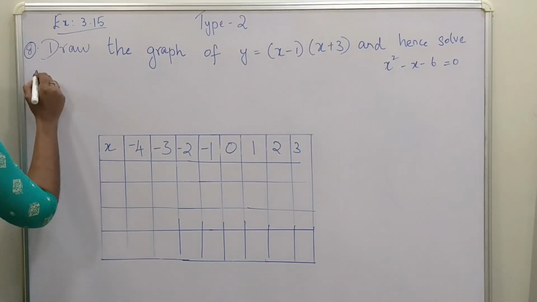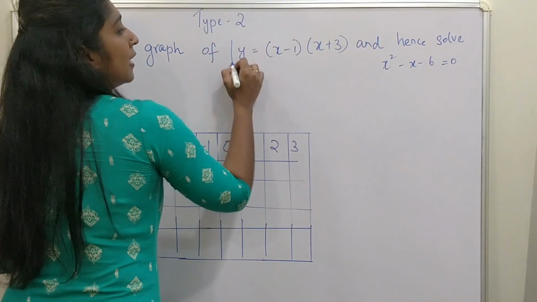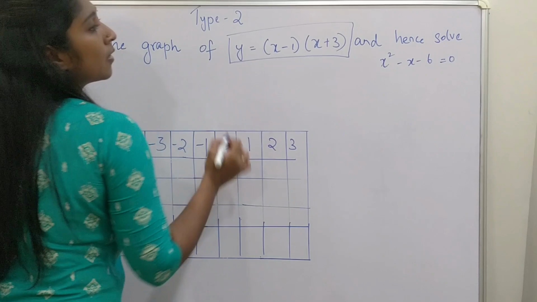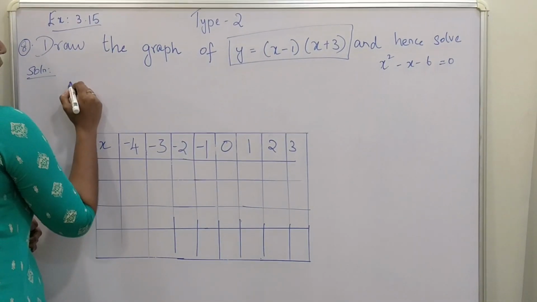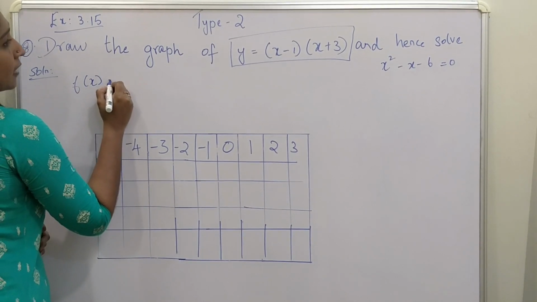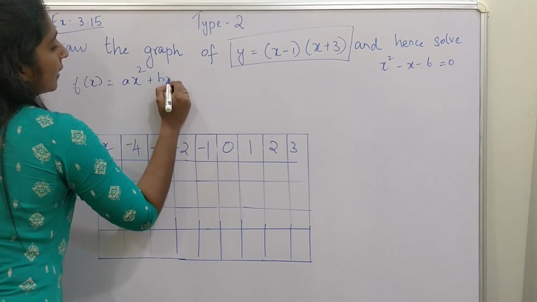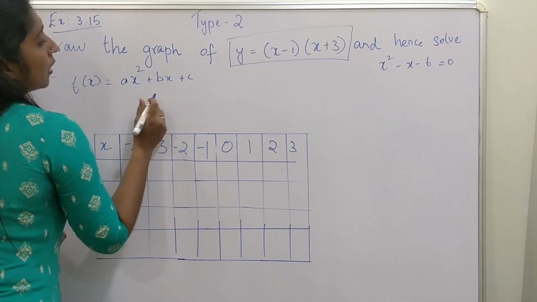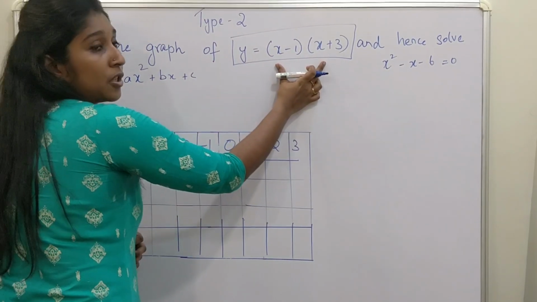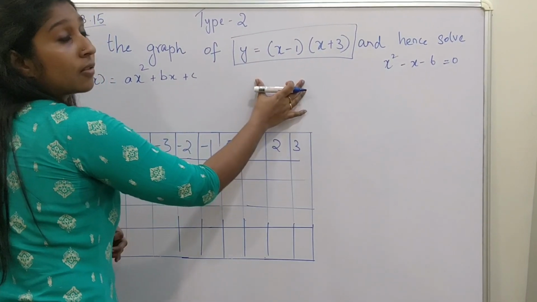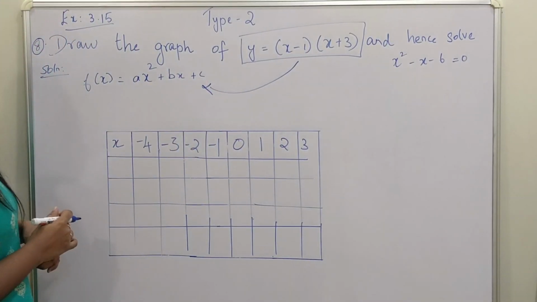So the solution part. First of all you should see this equation. It is in a different form. Usually our equations will be of the form f of x is equal to ax squared plus bx plus c. On comparing this equation format with this equation format, it is supposed to be different. So you should bring this equation in this format. So how do you bring that?